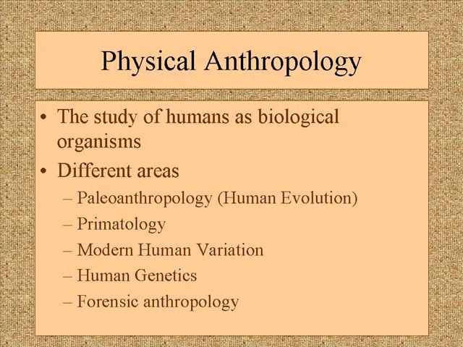The first subfield that we'll be covering will be physical anthropology. Now you'll recall that physical anthropology is the study of humans as biological organisms. The different areas of physical anthropology include paleoanthropology, including human evolution, primatology, modern human variation, human genetics, and forensic anthropology. Now overall, physical anthropology is a little more varied than the other subfields of anthropology, and so we'll be spending a little more time on it than we do on the other subfields. So we'd better go ahead and get started.